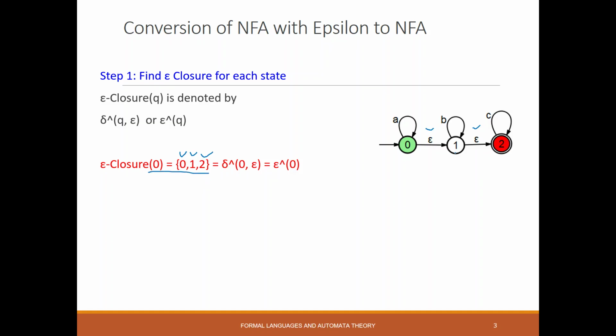Similarly for 1, since 1 is there, we need to write 1. From 1 there is an epsilon transition from 1 to 2, so the answer will be 1, 2. We need to consider the outward transitions only, not inward. Now regarding the epsilon closure of 2, we add 2 by default, and from 2 there is no outward epsilon transition, so it is simply 2.